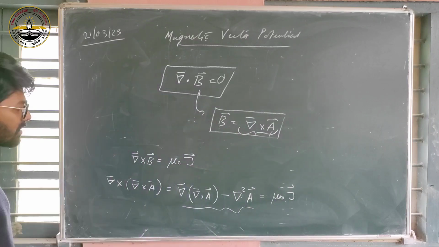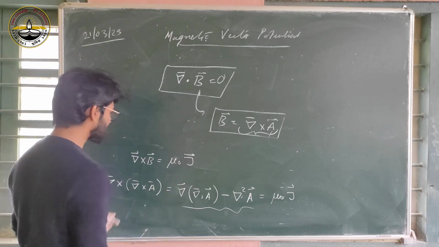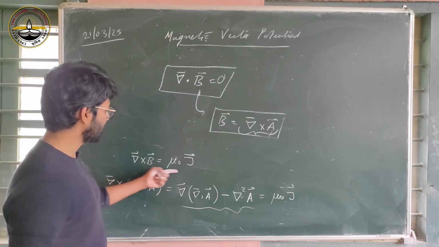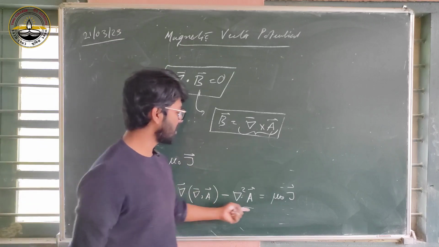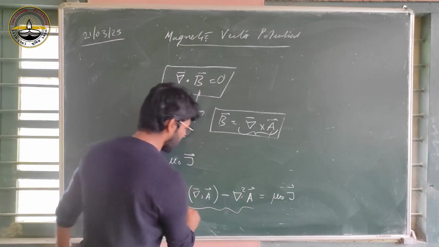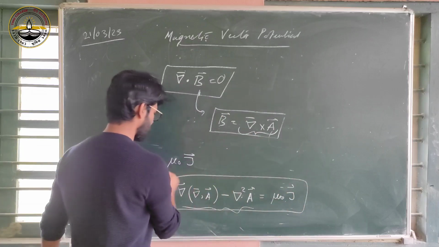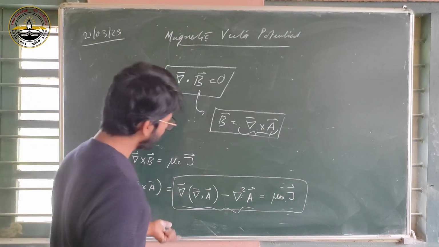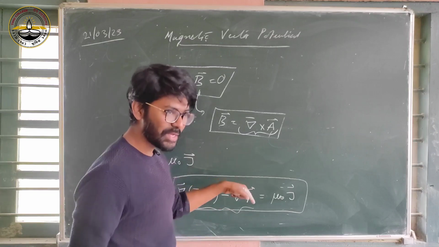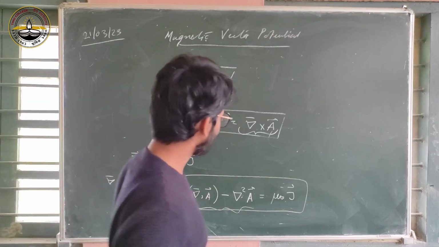J. Now this is a slightly complicated equation rather than this. This was just del cross B equal to mu naught J. Now in terms of A, it has become slightly longer. Okay? But why are we doing this? I'll come to that soon. Let me write it here.